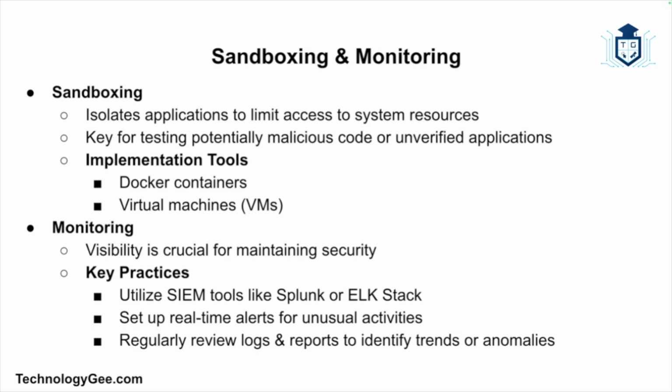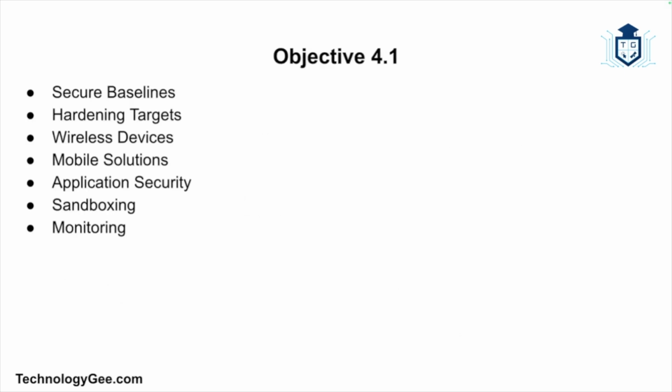And then finally, let's talk about monitoring and visibility. This is the key to maintaining security. So you want to use security information and event management, or SIEM systems like Splunk or Elk Stack. You want to set up real-time alerts for unusual activities, and you want to regularly review logs and reports for trends or anomalies.